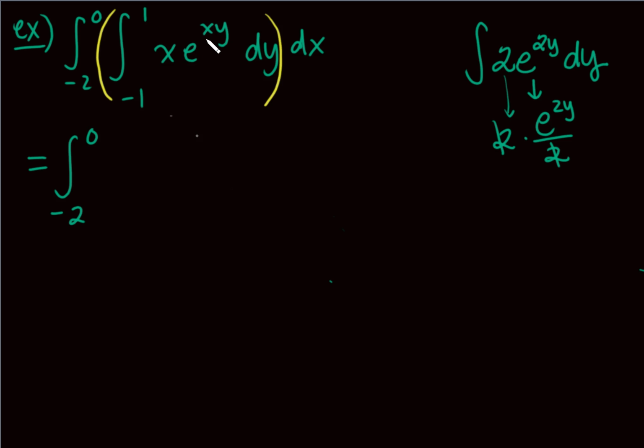So here, do you see these x's are just constants? So when I take the antiderivative of e to the xy, I would get e to the xy divided by x, so my x's cancel out. Isn't that cool? Love that.